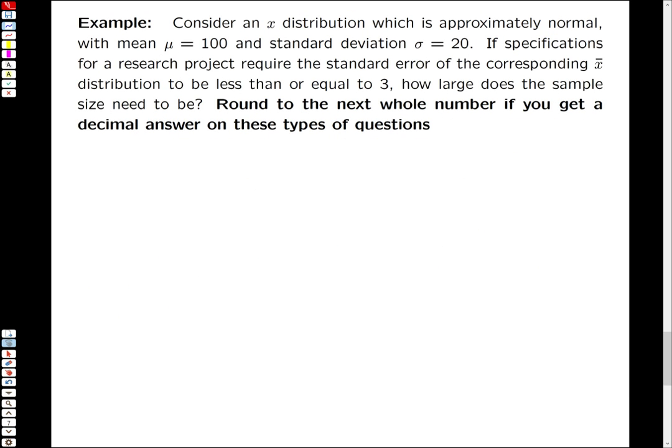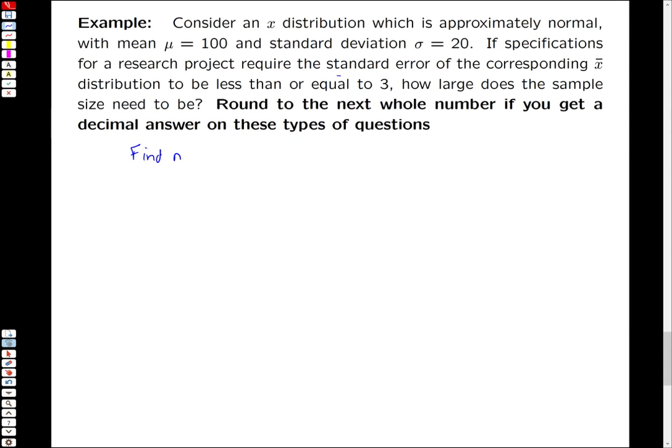Let's look at another example. This one's just like your homework. I think it's like your 4th or 5th homework problem. It says consider an X distribution which is approximately normal with a mean of 100 and a standard deviation of 20. If specifications for a research project require the standard error of the corresponding distribution to be less than or equal to 3, how large does the sample size need to be? In other words, find n.